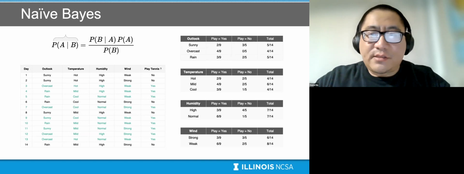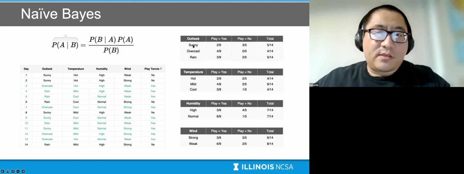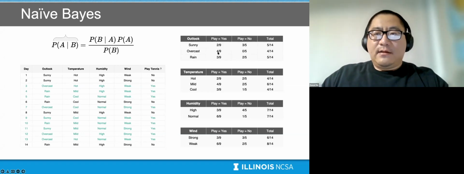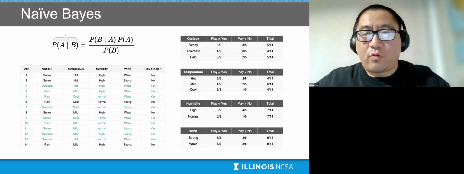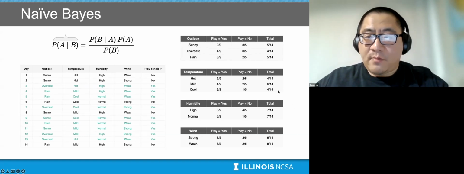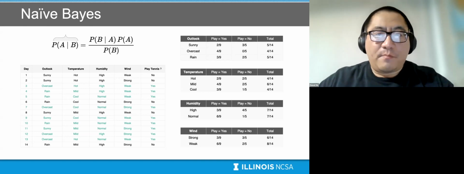So from this table, we can collect the probability information. Like if the outlook of the sky is sunny, the probability I play tennis is 2 in 9, and I don't play tennis is 3 out of 5. And if the outlook is overcast, the probability I play tennis is 4 in 9, and I don't play tennis is 0 out of 5. So just like this, we have created this probability table, and then it's time to use these probabilities to make a prediction of my behavior.